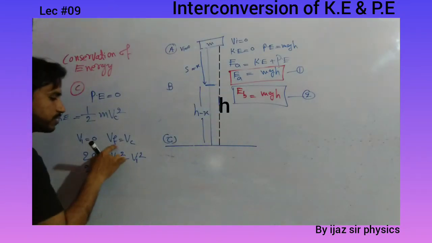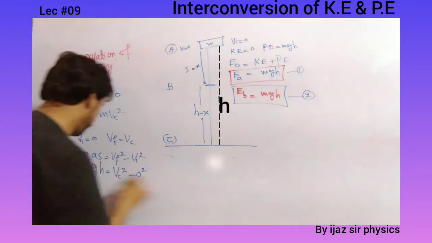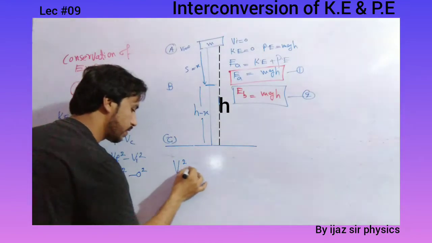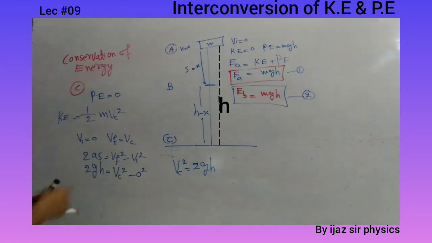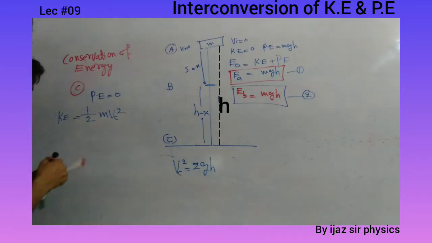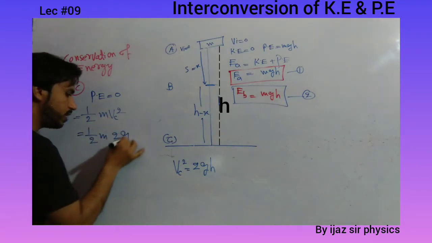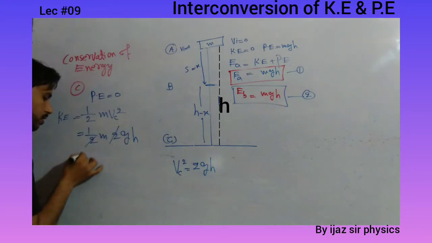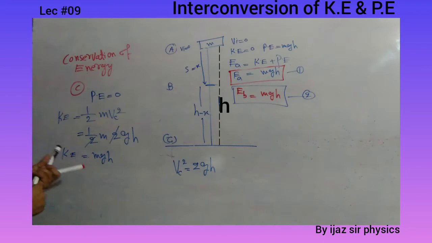vf is vc, and vi is 0. So vc square is equal to 2gh. Now I want to erase here and put this value in this equation. See here, 1 by 2 m vc square, with 2gh, the 2s cancel out, and we get kinetic energy equal to mgh.